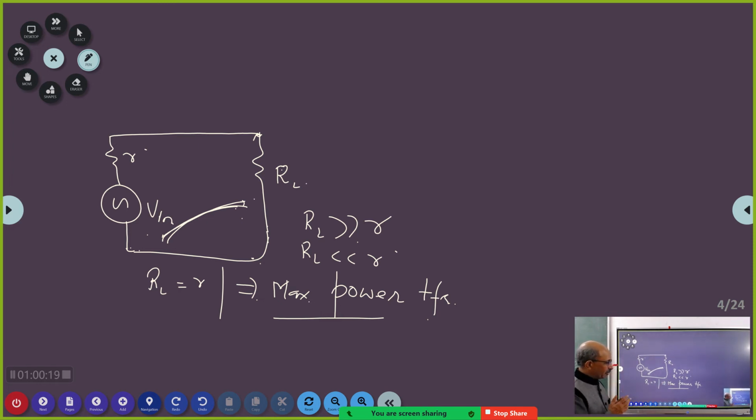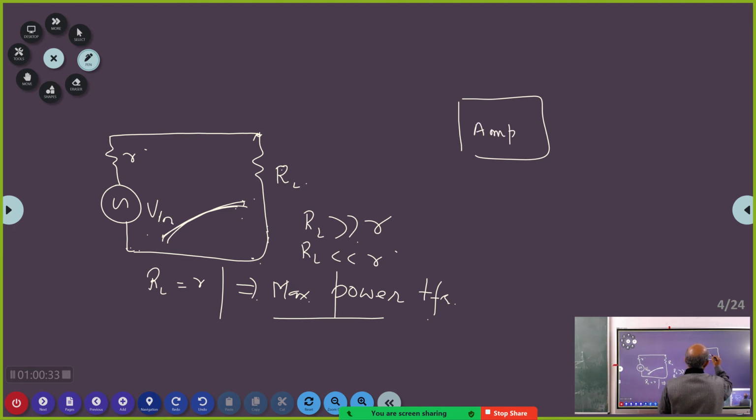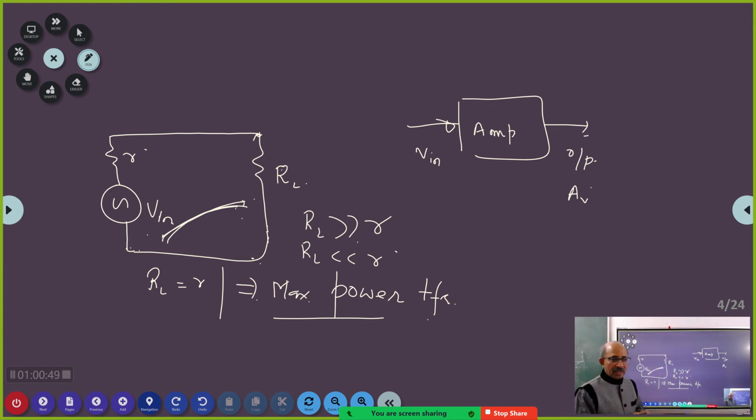So therefore now you see, for example, you make an amplifier. You are giving input, you are giving output. So this is input, this is output. For Vin you will get output. So this amplifier will have gain AV. There is something else also called bandwidth.